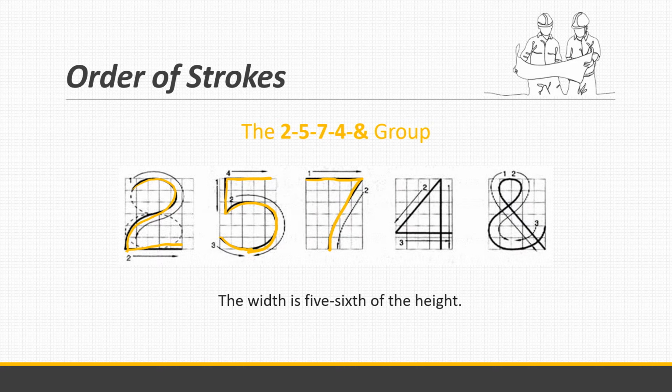So, ipa-follow niyo yung strokes na to. So, sa number 4, mauna dito, 1, 2, 4. 3. So, take note, hindi siya umabot sa panglimang unit. So, somewhere 4.5 unit yung stroke number 3. So, sa and naman is, ito siya. 2, and then 3. So, that is for the 2574 and na group.